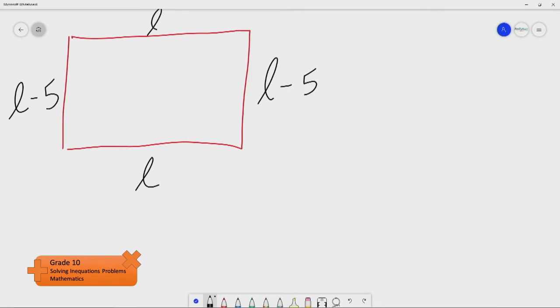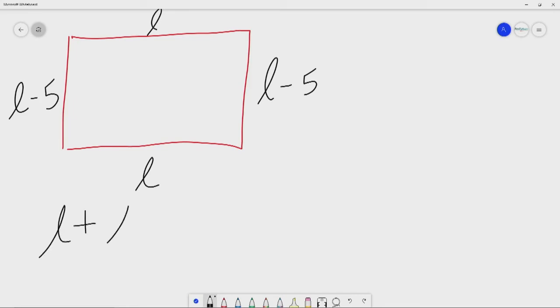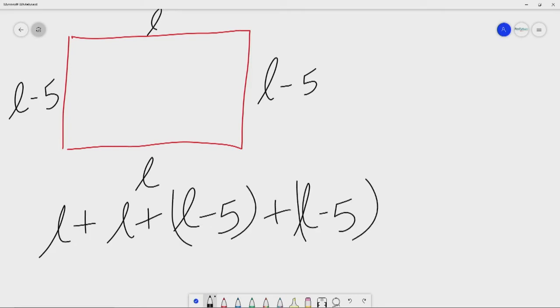But in this case, we're focusing on the perimeter, and the perimeter is the total distance around. So when we sum all of the elements around this, it must not exceed 38 meters. So it must be less than or equal to 38 meters. So let's rewrite this in order to have an inequation that we can solve. So I'm going to sum L plus L plus L minus 5 plus L minus 5. Because when I sum all of this, I am going to have my perimeter.